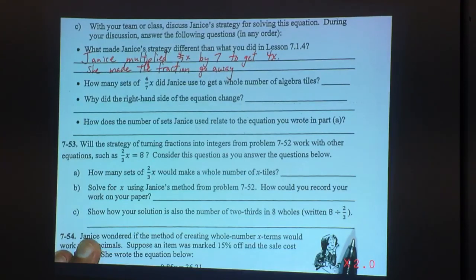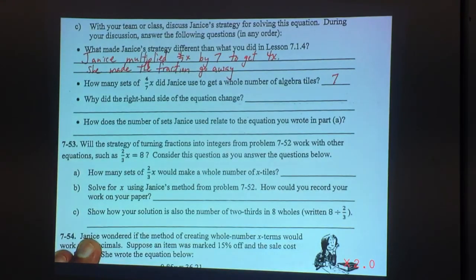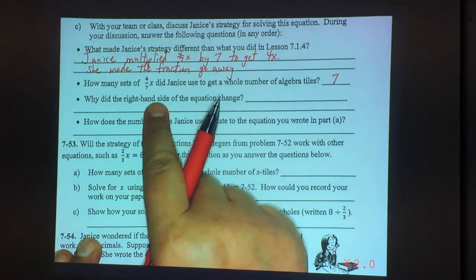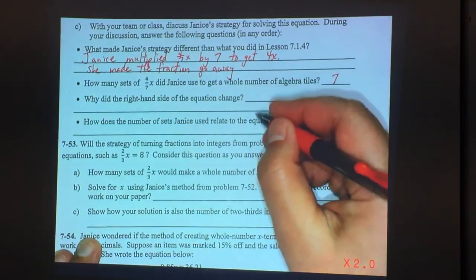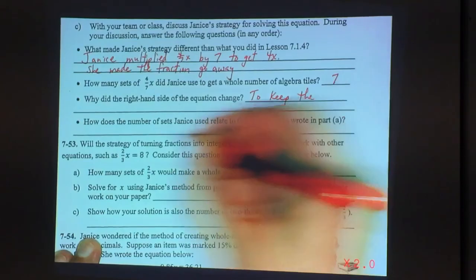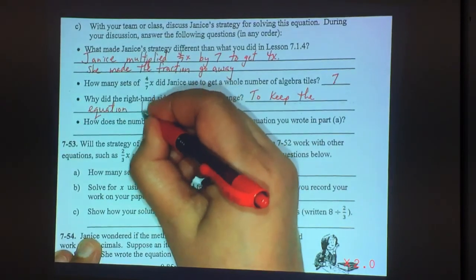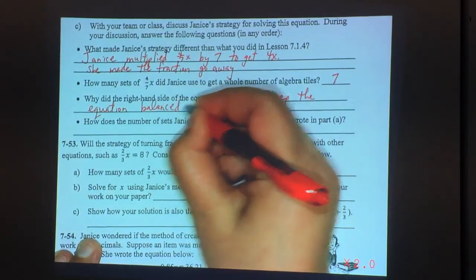How many sets of 4/7 x did Janice use to get the whole number of algebra tiles? Remember we made a note on the side that they multiplied both sides by 7. Why did the right-hand side of the equation change? Oh, so what they're asking is why did we multiply both sides by 7? You know this. To keep the equation balanced or equal.